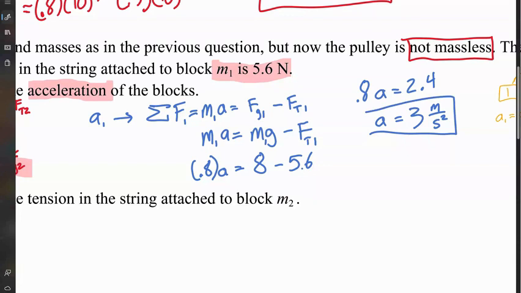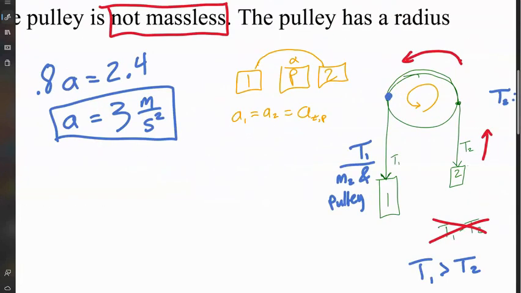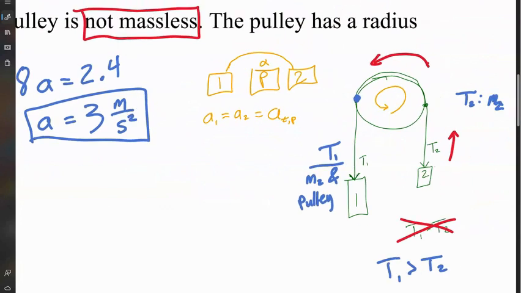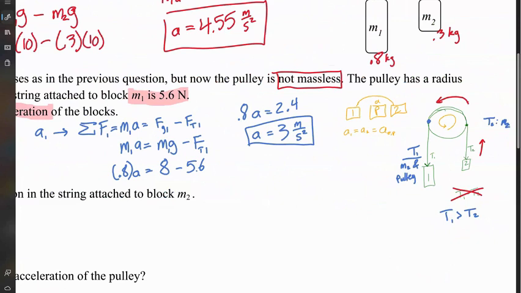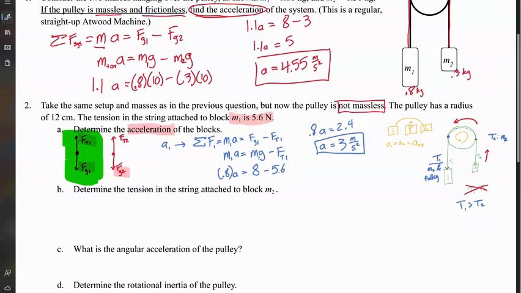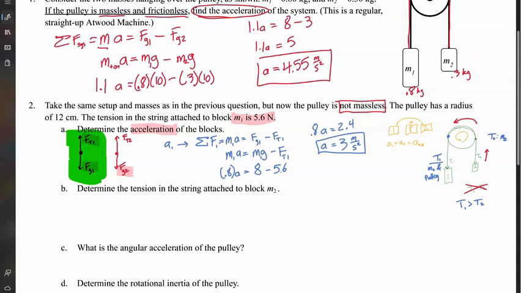All right, so there's our acceleration of block 1. And since block 1 is attached to block 2, they'll have the same acceleration. So we can say that 3 meters per second squared is the acceleration of both blocks, even though we just did the math for block 1.